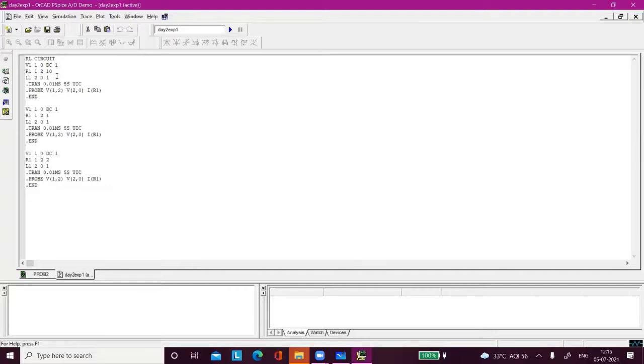For the first circuit, look here, it is 0.1. The circuit reaches steady state at 0.5 seconds. On the other hand, how much time will it take to reach the steady state for circuit 3? 2.5. Very good, 2.5.